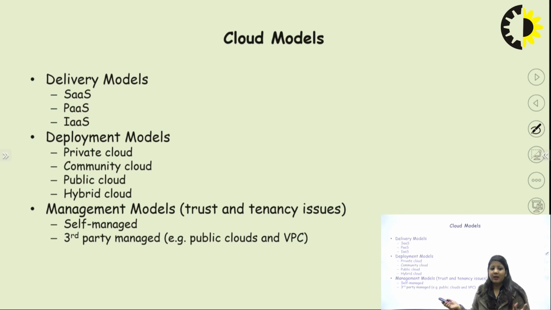Third is public cloud. Public means it is worldwide, and anyone can access those services from any location. And hybrid cloud means a combination of any two clouds. So it can be a combination of private and public cloud, or private and community, or community and public. Any two cloud combination is known as hybrid cloud.